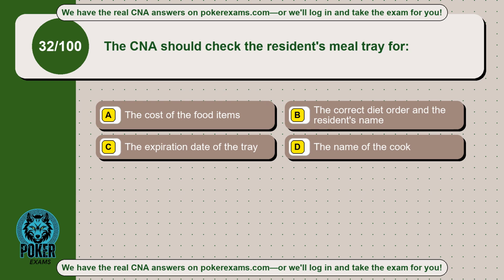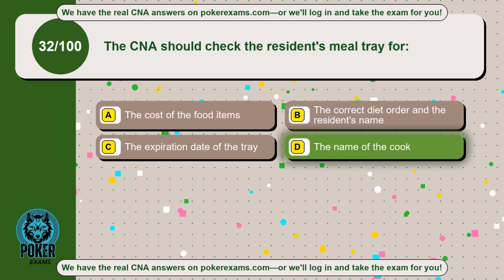Question 32. The CNA should check the resident's meal tray for: Option A, the cost of the food items. Option B, the correct diet order and the resident's name. Option C, the expiration date of the tray. Option D, the name of the cook. The correct answer is option D, the name of the cook.